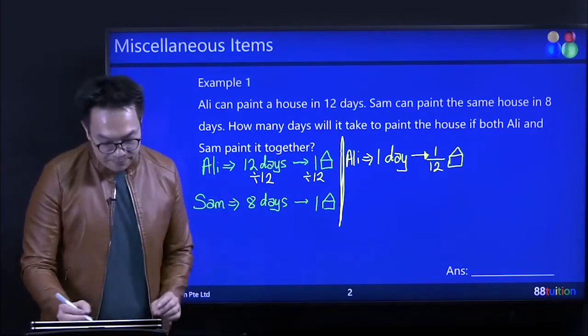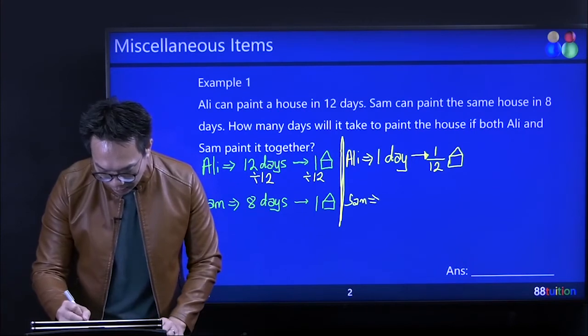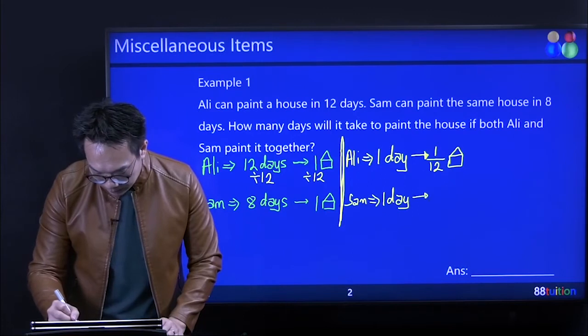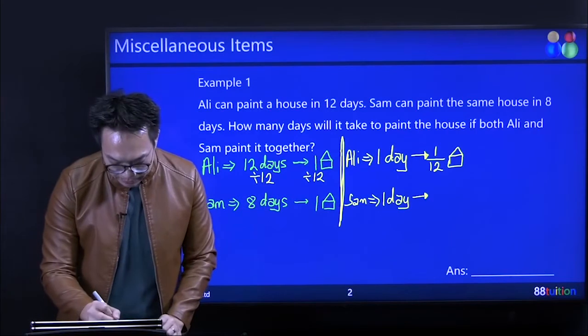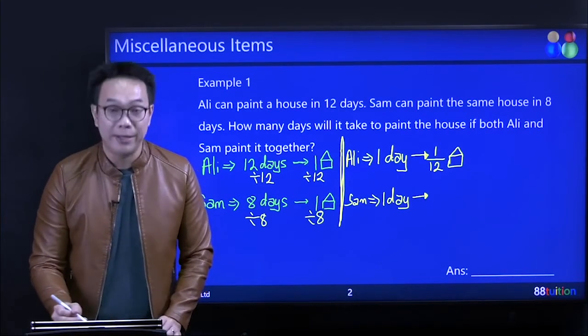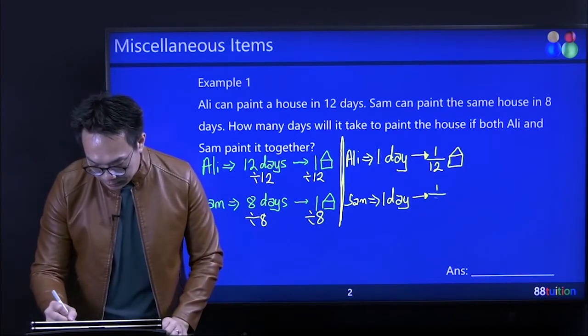How about Sam? Sam, same thing. Alright, I want to find 1 day. That 1 day, how many parts of the house can be painted? 8. How do you get to 1? Divide by 8 on here. What do you do on the other side? Clever. Must divide by 8 also. So 1 divided by 8 can be written as 1 over 8 of the house.